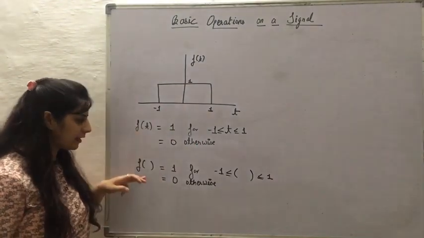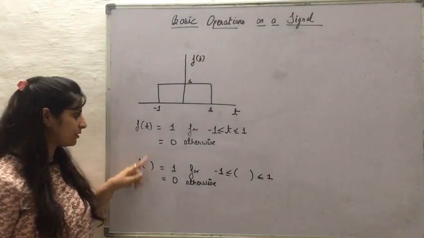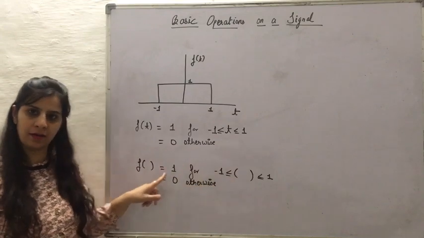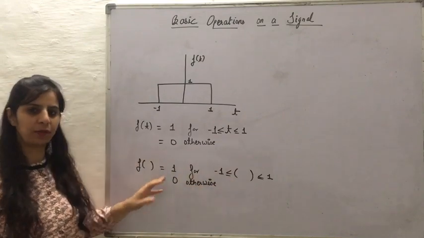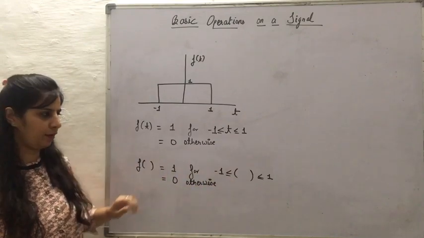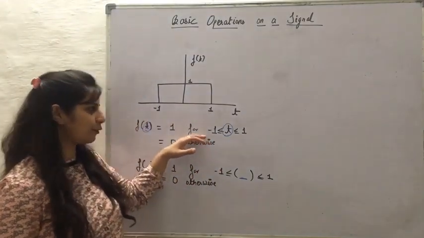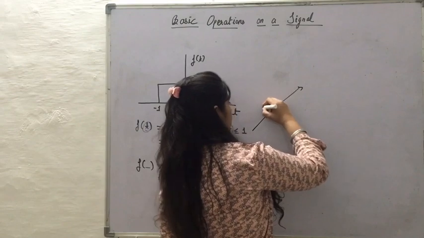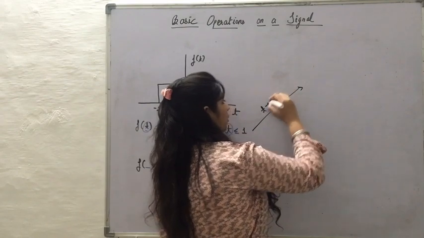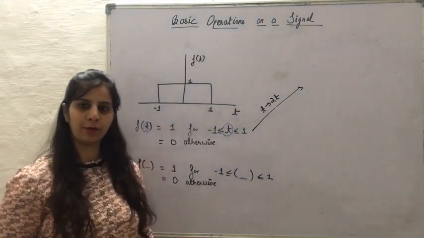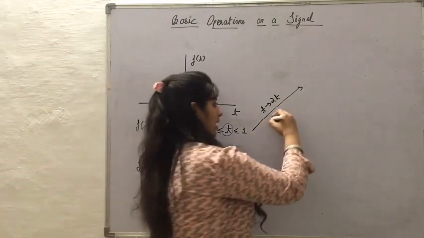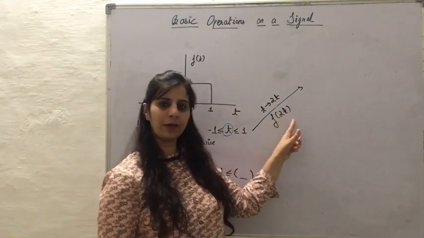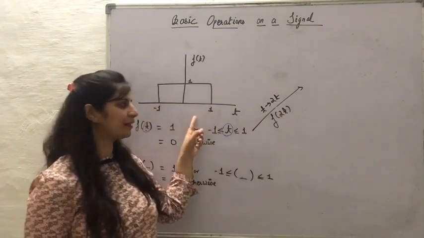When I have written the second equation, I have just not substituted the t here. So these equations are without the t component. The first operation on this signal could be when this t changes to 2t. So now the function that we'll have will be f of 2t. Let's now look at how this would modify the signal shape.